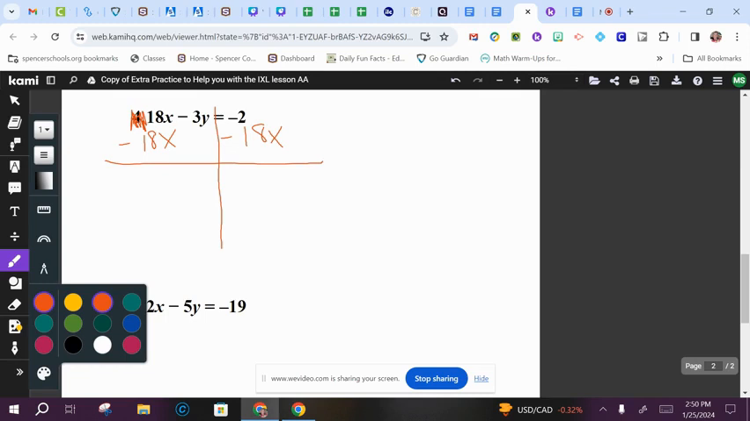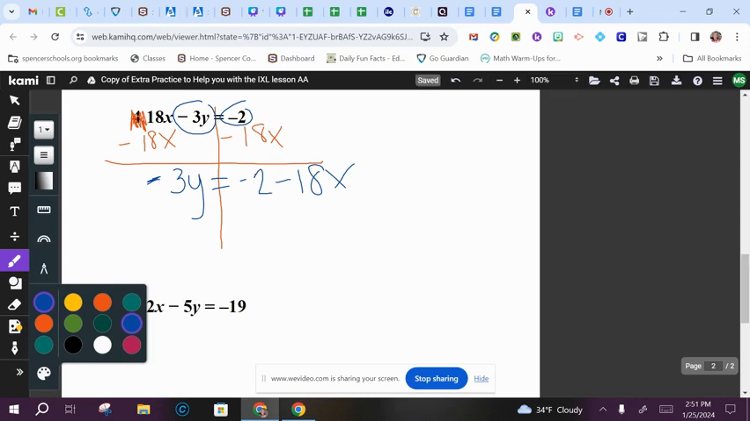Some of you like that line. I'll put that line there for you. So that gets rid of the 18x on the left side. Make sure you carry down that negative 3y. I would say one of the biggest mistakes that happen as you do these is people don't carefully watch that negative symbol. Then notice that's a negative 2 minus 18x's.